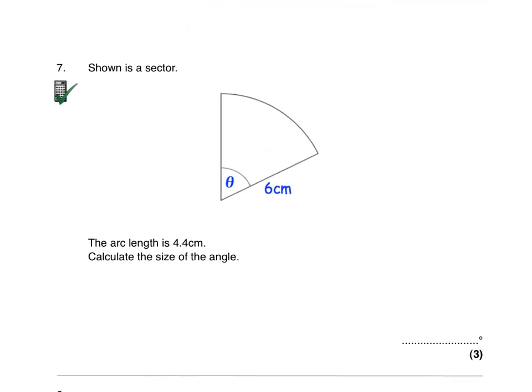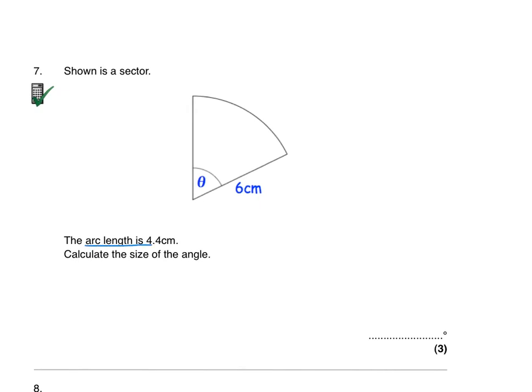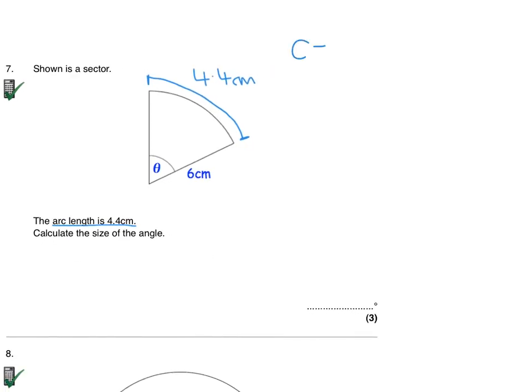What we already know is the arc length is 4.4. So I can say that this length here is 4.4 centimeters. What we did last time was we said that C equals pi times D, and then we also multiplied by the angle over 360. So I'm going to say times theta over 360.